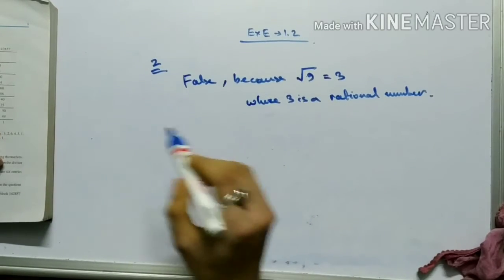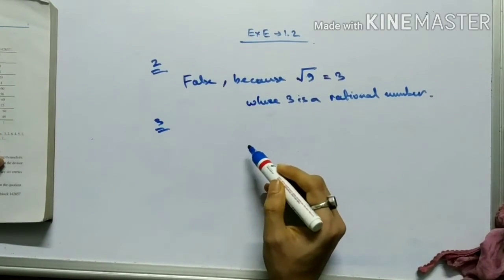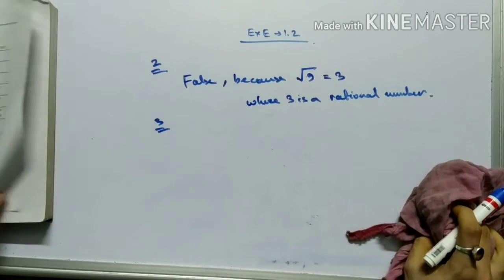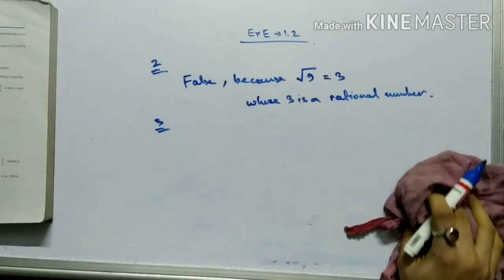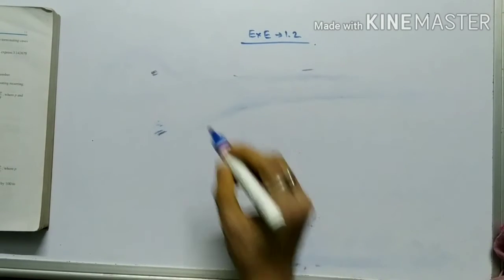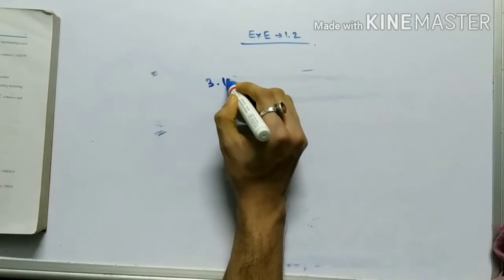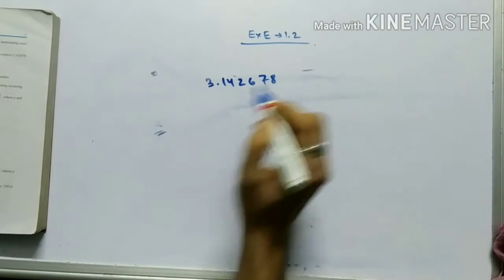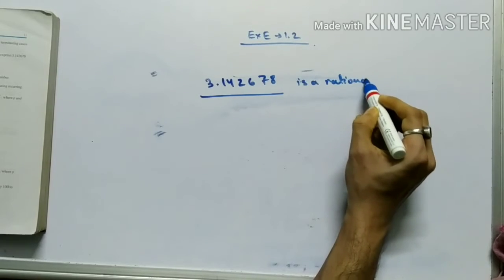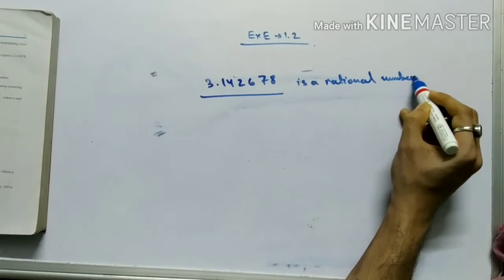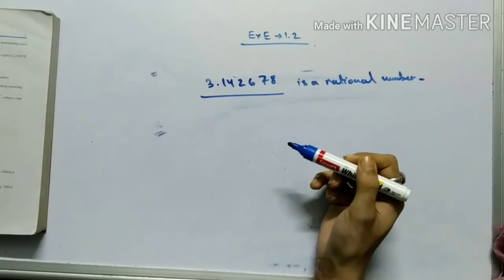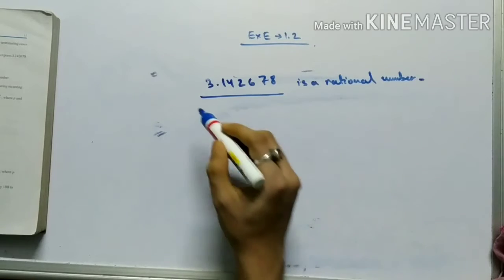Next, number 3, represent root 5 on the number line. This is already given, so you check it. Next it is example 6. Show that 3.142678 is a rational number. How can I show that this is a rational number? If I can express this number in p by q form, where p and q are integers and q not equal to 0.